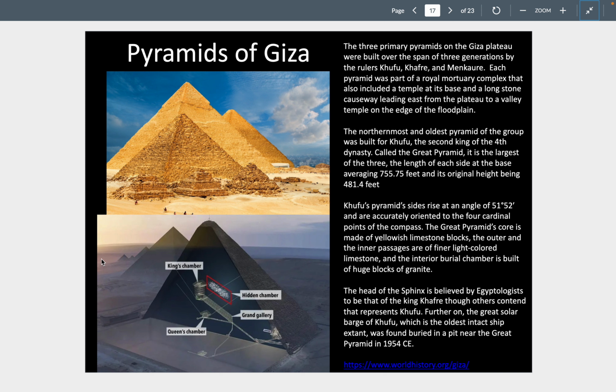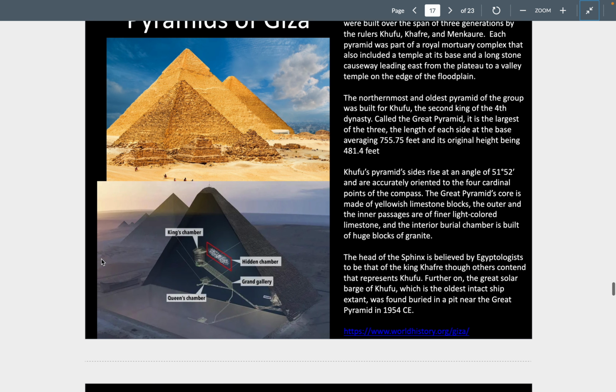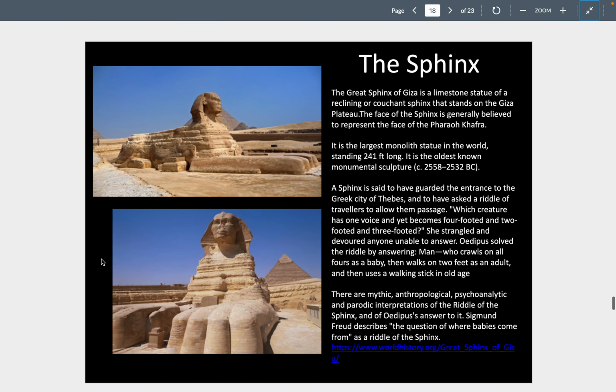There's a head of the Sphinx and the body of the Sphinx that Egyptologists believe to be that of King Khafre. And now these pyramids have been looted and have been there for thousands of years, and we don't know really that much about them because we have found them empty. We only kind of suspect what they are, from what we know about the religions.